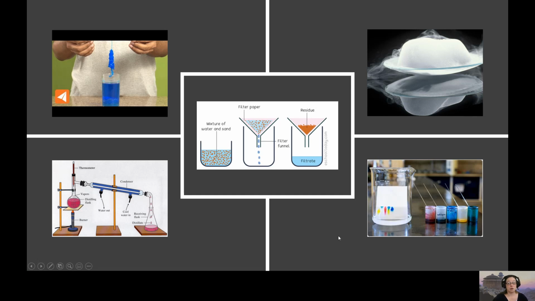All right, so go get the handout for the types of matter classifications and give it a shot.